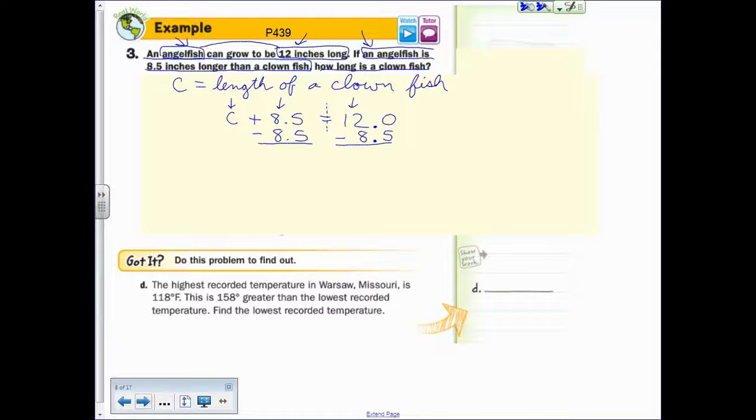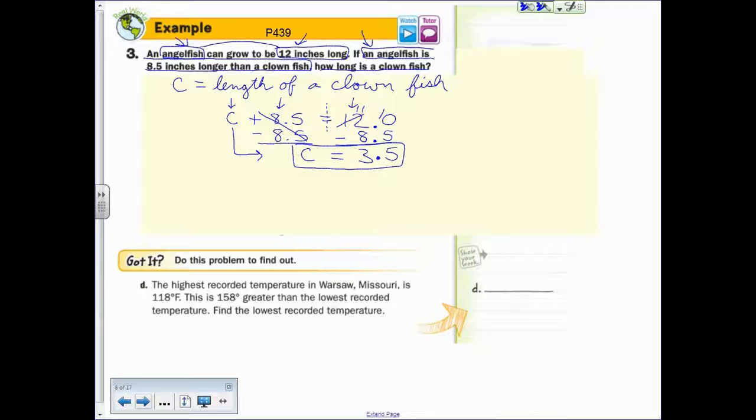Then I can borrow from 12, making it 11, and then I can make my 0 a 10. 10 minus 5 is 5. I drop my decimal straight down, and then 11 minus 8 is 3. Notice the bigger looking number was the 12, so the answer here is positive. I put my equal sign. 8.5 and negative 8.5, those are opposites. They cancel out. So I can just drop down the C. So my solution is that C equals 3.5.